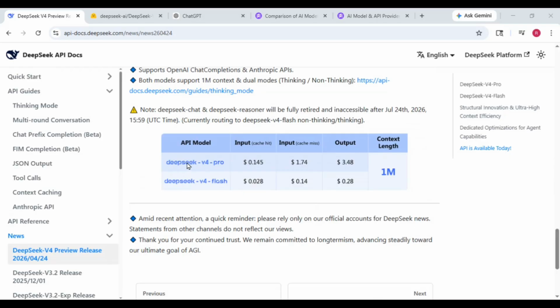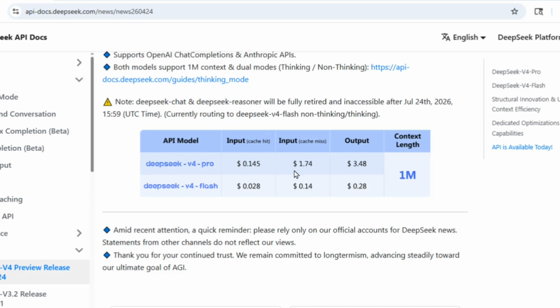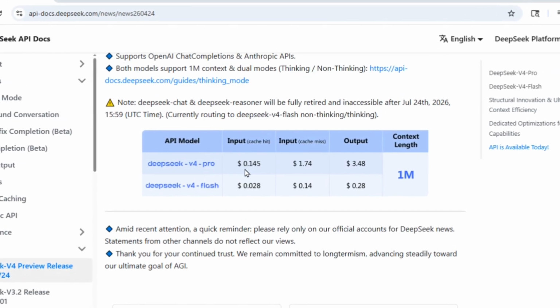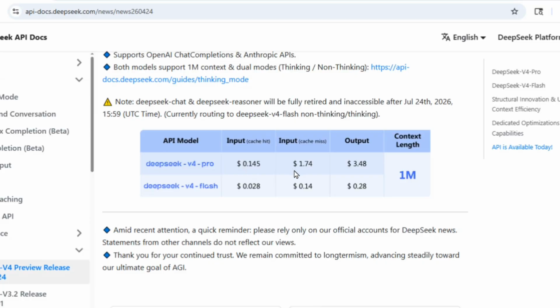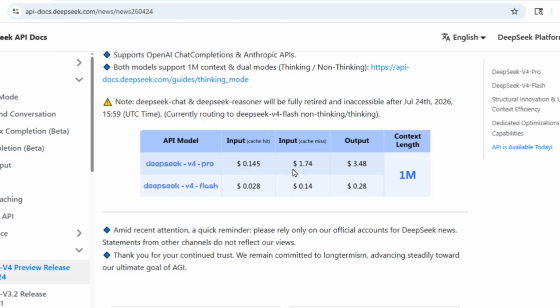Now, let's talk pricing, because this is the part that shocked everyone. For the V4 Pro version, cache hit pricing, meaning repeat tasks, costs only $0.145 per million tokens. Meanwhile, cache miss pricing for new or complex tasks costs around $1.74 for input and $3.40 for output. Now compare that to the V4 Flash version. Input pricing starts at just $0.028 and output costs only $0.28, which is unbelievably cheap for this level of performance.